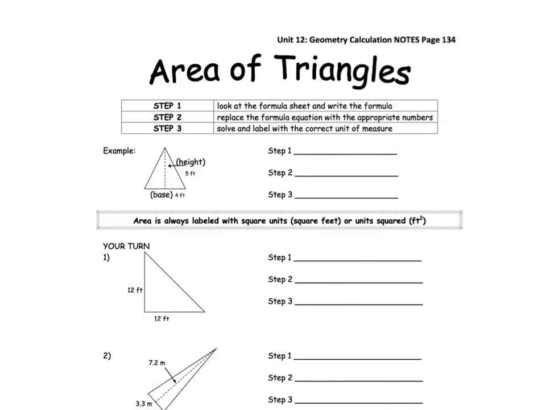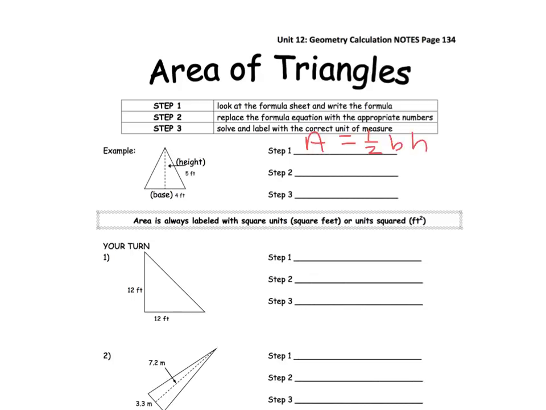Find the area of the triangle with a base of 4 feet and a height of 5 feet. Remember, any side can be the base of a triangle. The height is the perpendicular line dropped onto its base from the corner opposite the base. Step 1, find the formula. A equals 1/2 B times H.